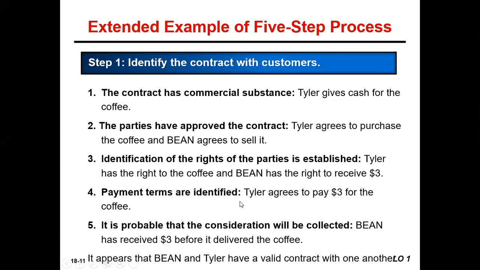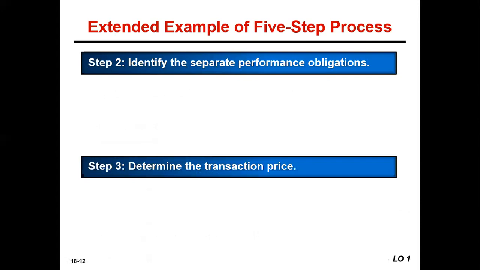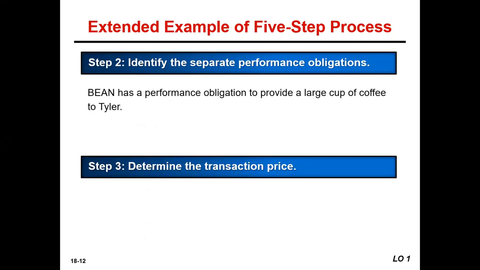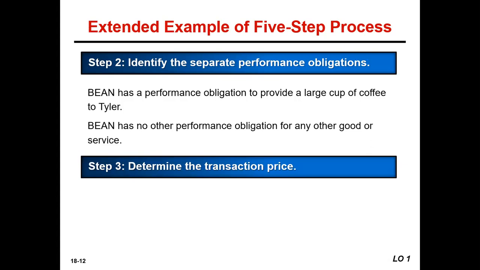So here in this scenario, under step 1, identify the contract with customers, it appears that Bean and Tyler have a valid contract with one another. So step 2, identify the separate performance obligations. There was only one. What was the obligation of Bean? To provide a large cup of coffee to Tyler. And Bean has no other performance except to provide really the coffee, to pour the coffee.